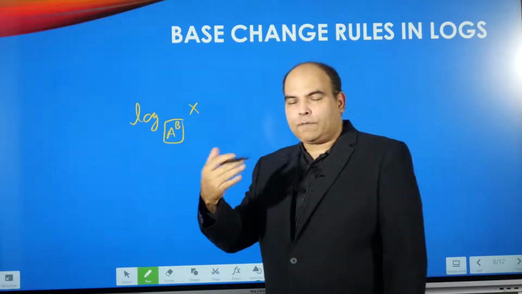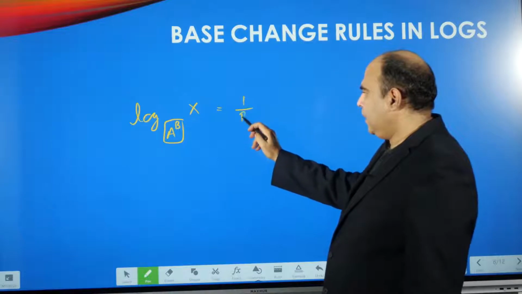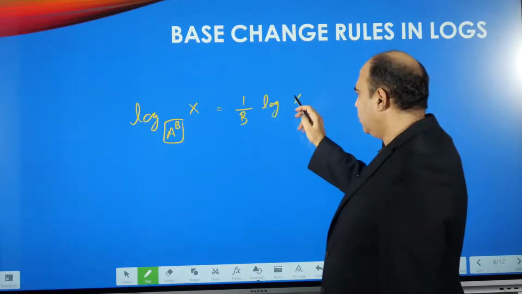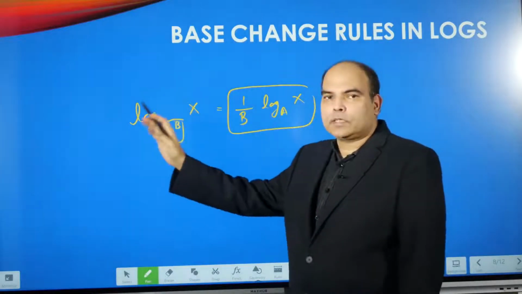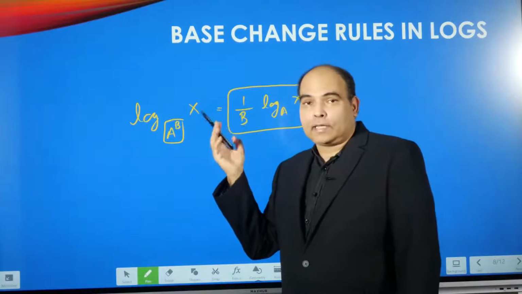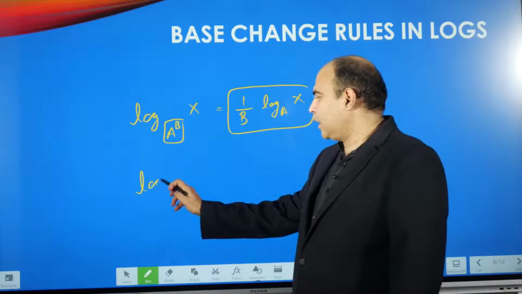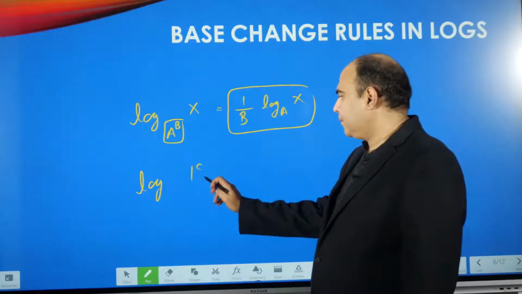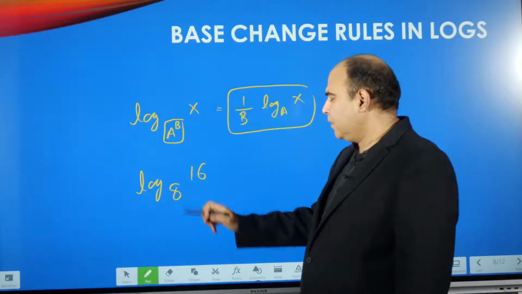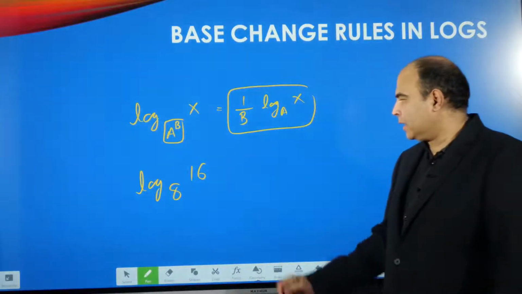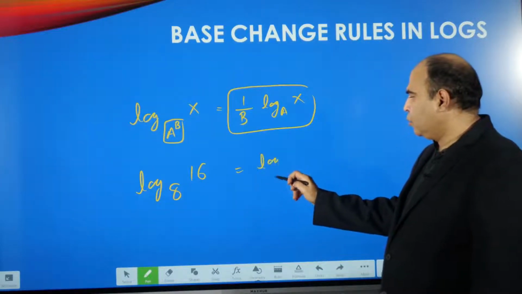That means the base itself is a power. So this becomes 1 by b log x to the base a. So this index in the base comes out as a multiplier, or rather a divisor to the log value, right? So an example of this: suppose I've got log 16 to the base 8. In such situations, I can use the fact that my base here is 2 cube.